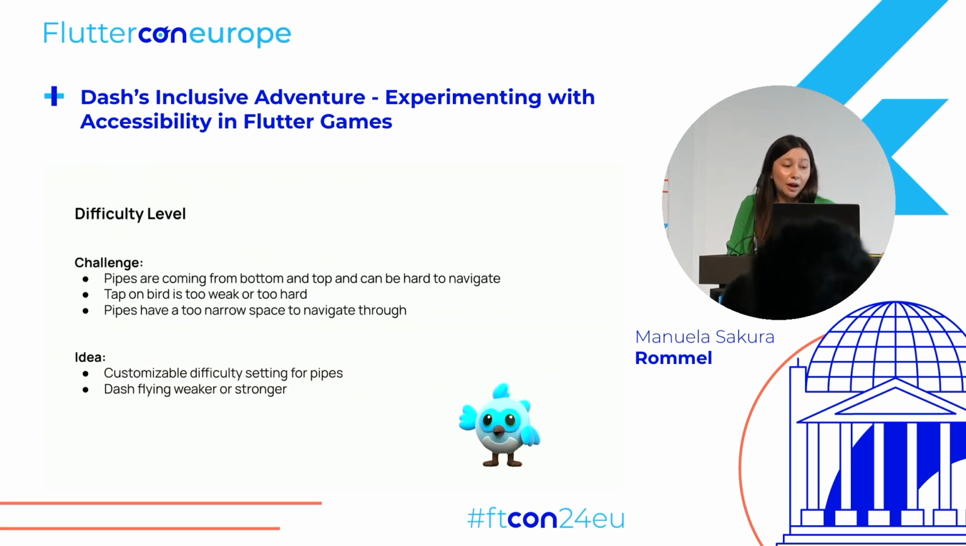So our challenge with the difficulty level is that the pipes are coming from the bottom and the top, and it's hard to navigate. Then tapping on the bird is too weak or too hard, and the pipes have too narrow a space to navigate through. So the idea is that we could have some customizable settings for our pipes, and also that we could adjust the dash if it's flying harder or if the gravity gets stronger.